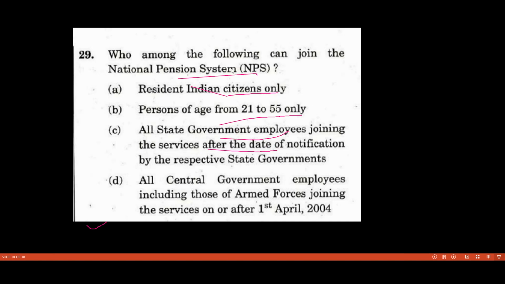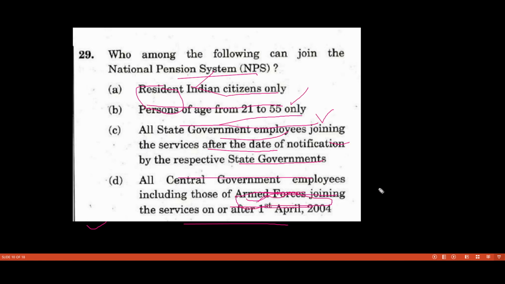Let's see more. Who among the following can join the National Pension System? It is said that resident Indian citizens only. This is a very big criterion, because not every resident Indian can join the National Pension System. Persons of age from 21 to 55 only. No, this is also not there. And all state government employees joining the services after the date of notification by their respective state government. And then all central government employees, including that of armed forces, joining the services on or after 1st April. Now you see, armed forces is given here.